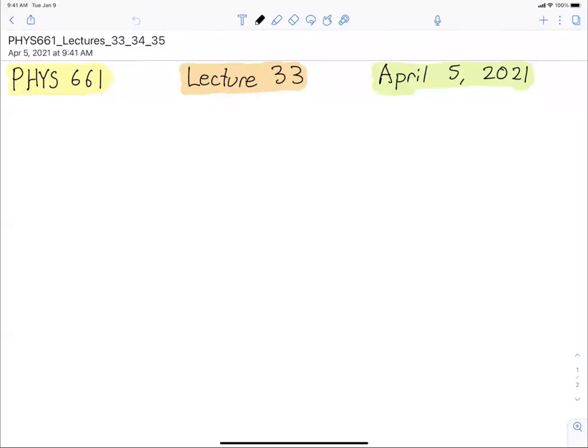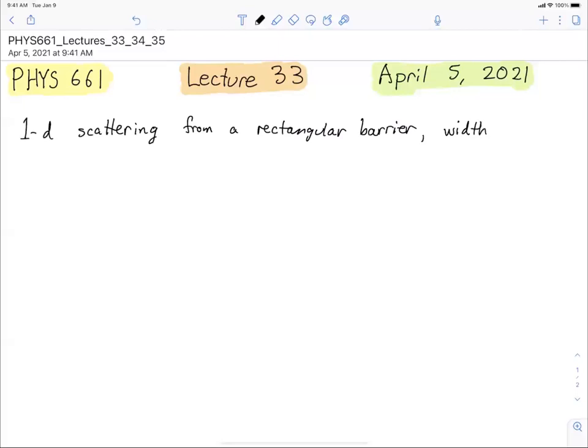Okay, good morning, everyone. So today we're going to continue talking about scattering problems in one dimension. And so our first example is going to be 1D scattering. Later we'll graduate to 3 dimensions, but it's 1D scattering from a potential rectangular barrier. Okay, and so this barrier is going to have width, which is a length scale of A, and height, which is an energy of V.